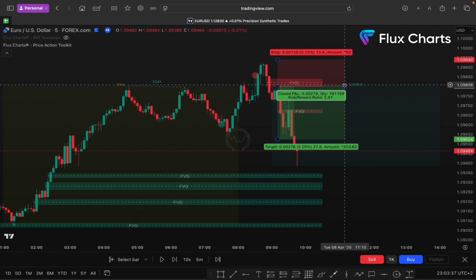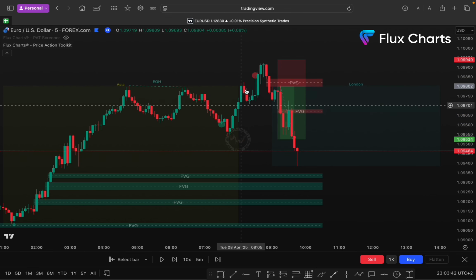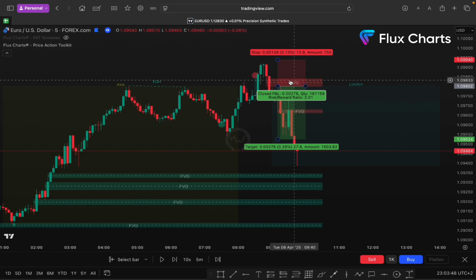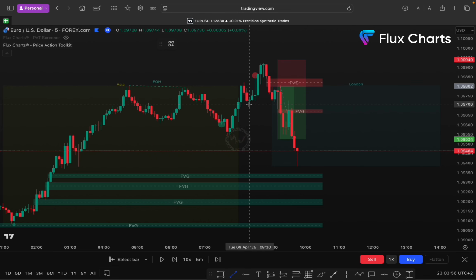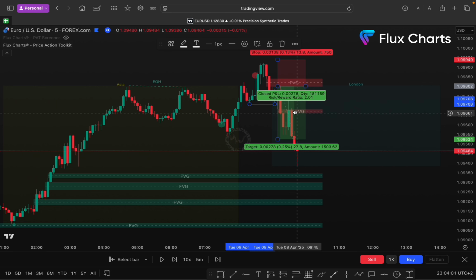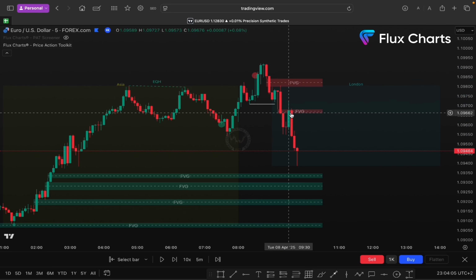Beautiful trade. As you can see at the start of London, we took Asia highs, liquidity sweep. We had this fair value gap and price came down. If you wanted to have extra confirmation, you could have waited for this market structure shift right over here, and as soon as price created another fair value gap, you could have entered there with stops above this high, and then you can target a 1 till 2.